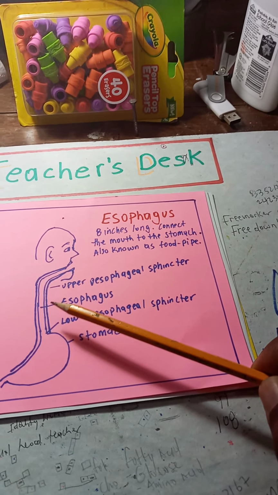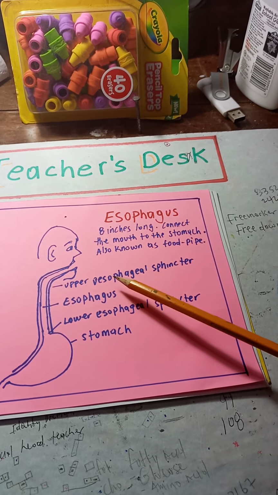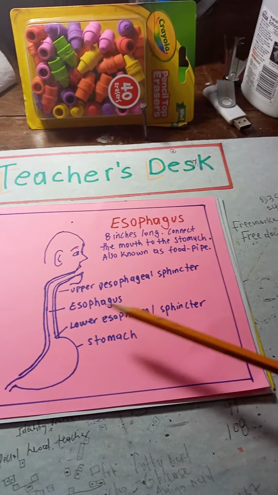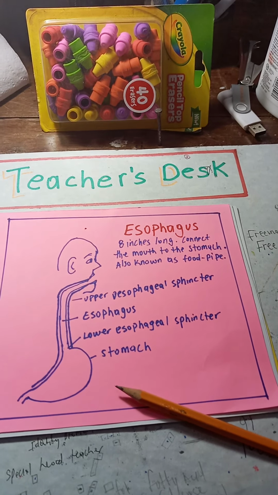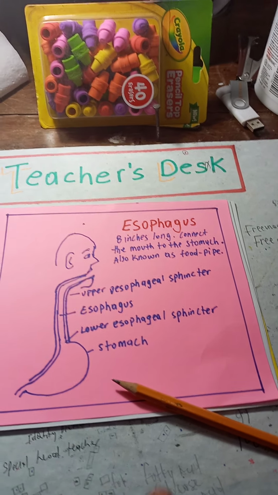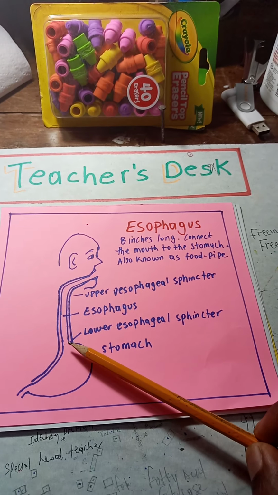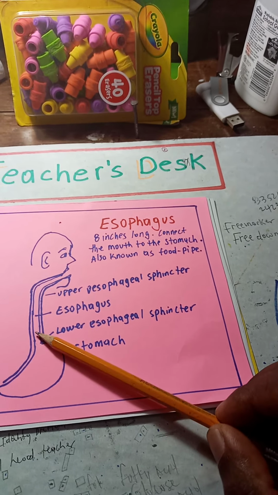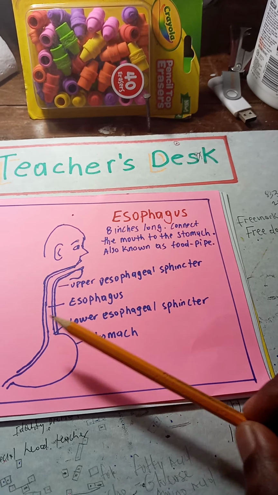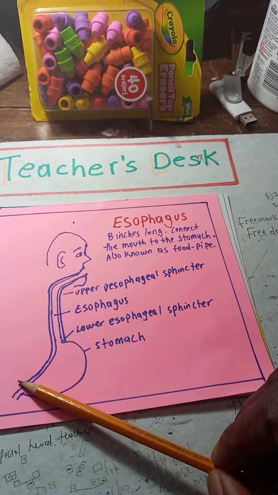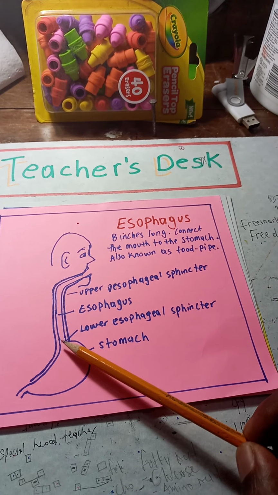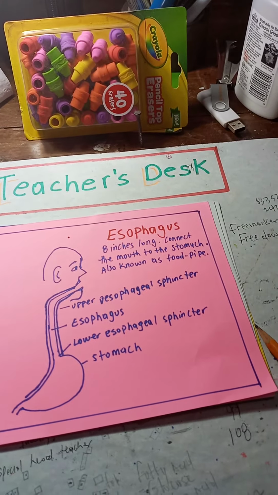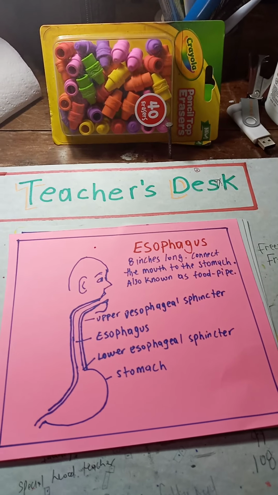Absolutely. You have the upper esophageal sphincter, which is up here, and you have the lower esophageal sphincter. Sphincters are like valves. They open and close. So the sphincter here is going to close so that you do not vomit. It's going to close off right here, and you also have another sphincter right here, which closes. They close off so you don't have backflow. Oh, the body is such an amazing thing.